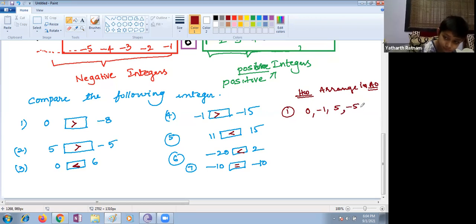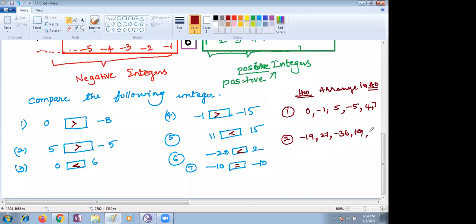-5, 4, and 7. And the second bit is -19, -20, positive 27, -26, 19, positive 19, minus 0 also. Next, third bit is -4, -7, 3, 2, -1, 0. Fourth bit: minus 11, positive 15, negative 15, 12, minus 3. Please arrange all these numbers in ascending order. Ascending order means small to big.